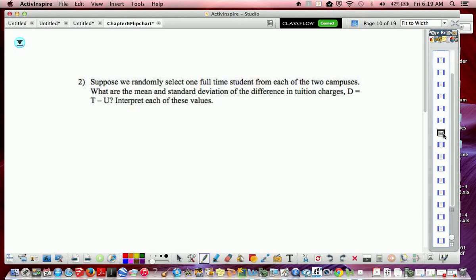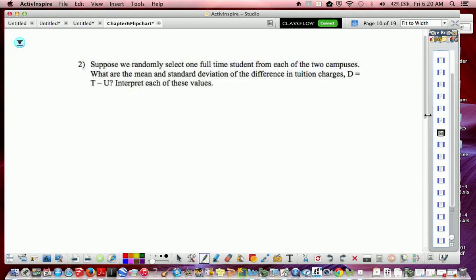We're going to continue on here with still this example. It now says, suppose we randomly select one full-time student from each of the two campuses. What are the mean and standard deviations of the difference in tuition charges? D meaning T minus U. Interpret each of these values. So one of the things I haven't been doing is writing it, but telling you what it actually represents. So let me at least write those out also here.